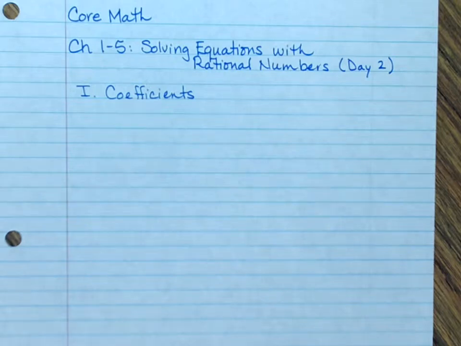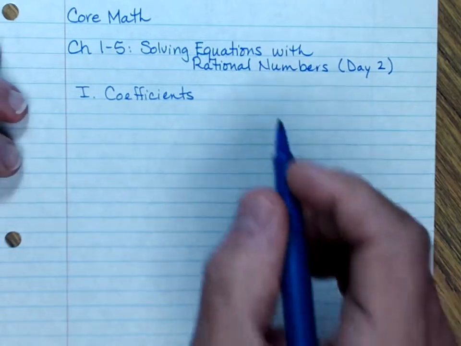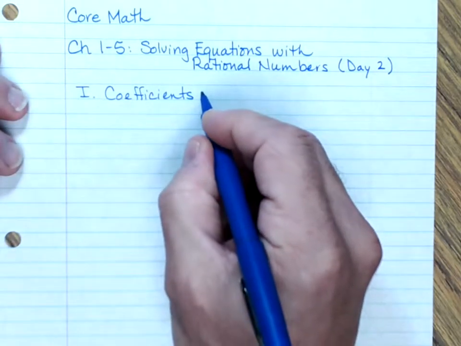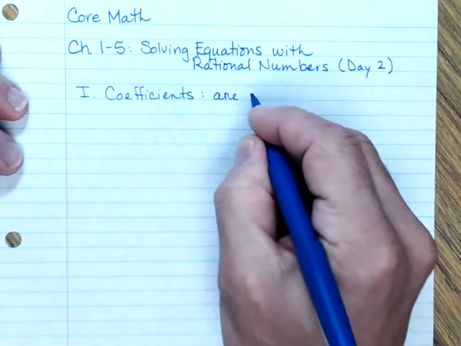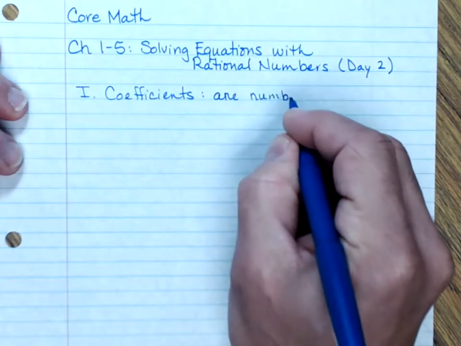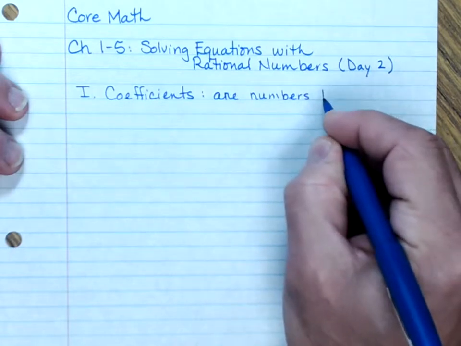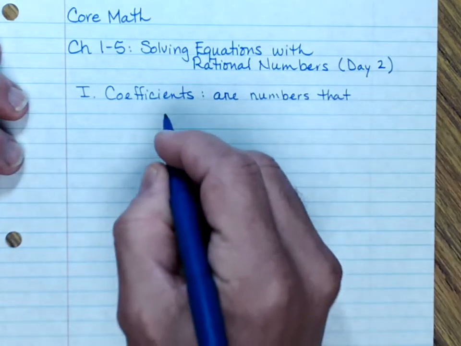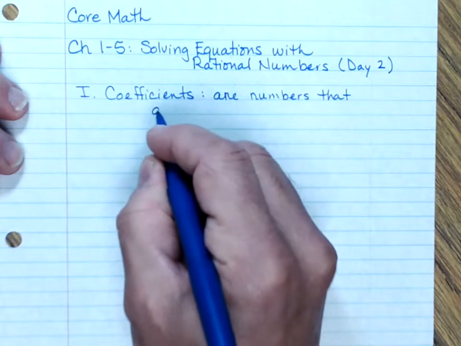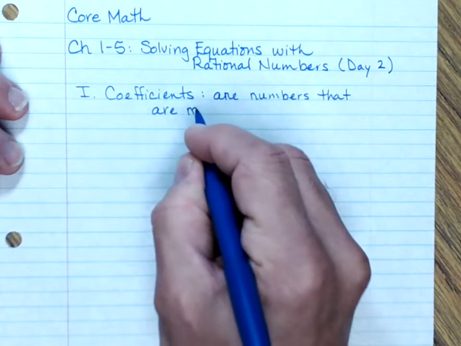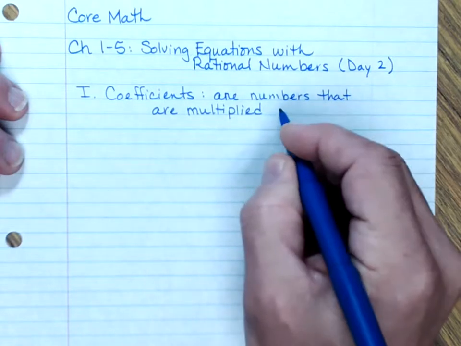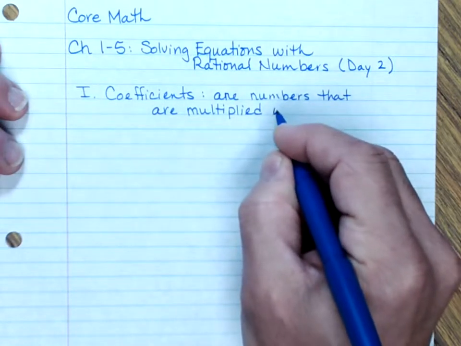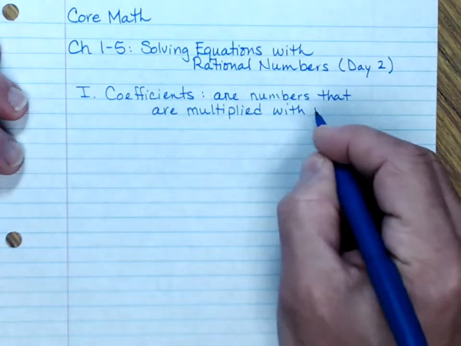Alright, here's day 2 of solving equations with rationals. This is more of a review. Let's talk about coefficients really quick. Coefficients are numbers that are multiplied to variables, or with variables, excuse me.